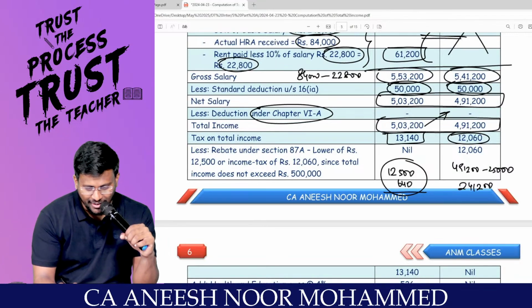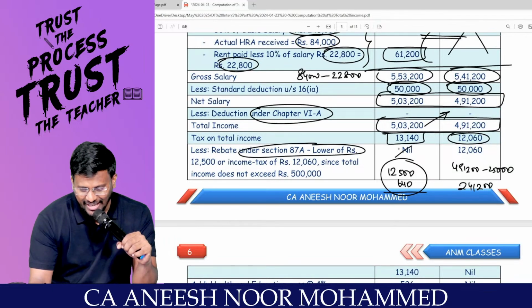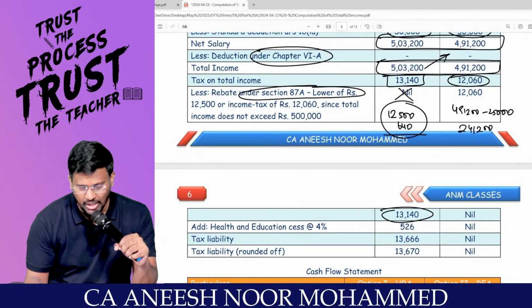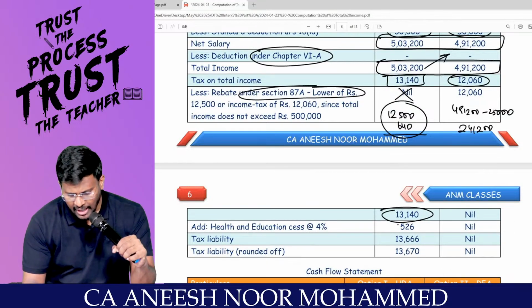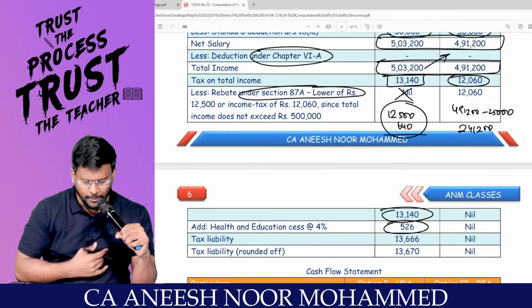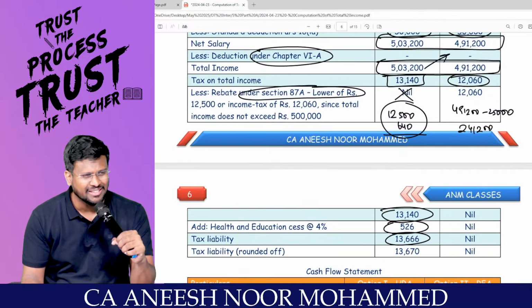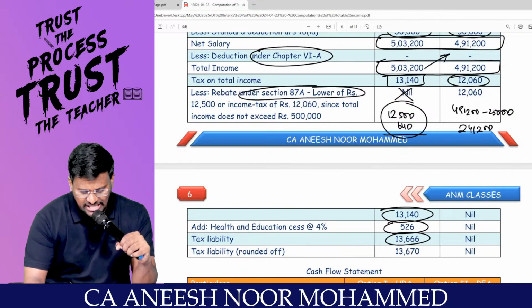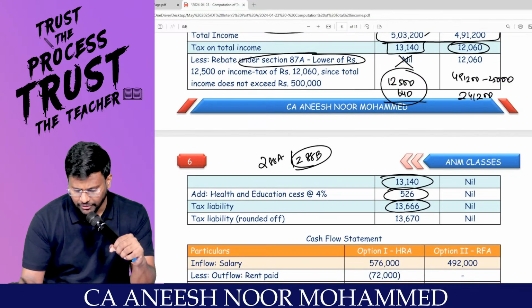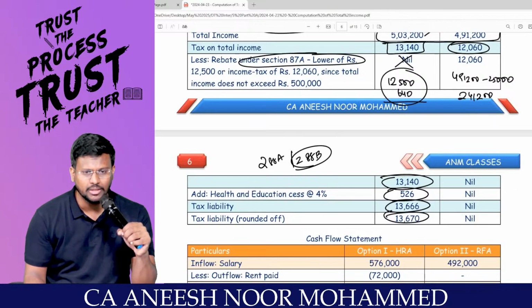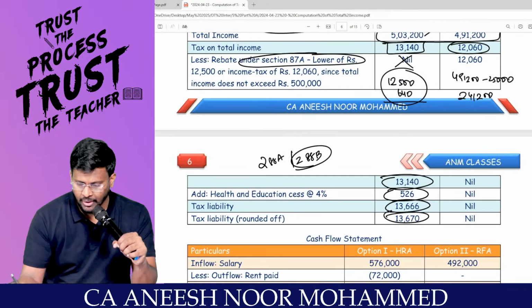In situation number 1, your total income exceeds 5 lakh. You are not entitled to claim rebate under 87A. That means 13,140 will be taxable. Are you all really with me? Add health and education cess of 4%. So total tax liability 13,666. As per section 288A and 288B, I have to round off the tax to the nearest 10. That's why 13,670.